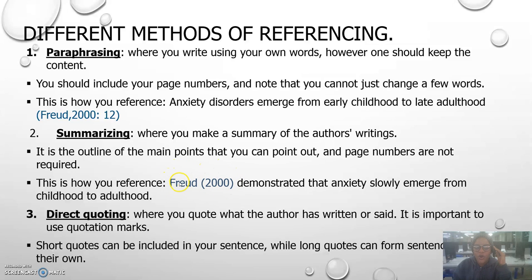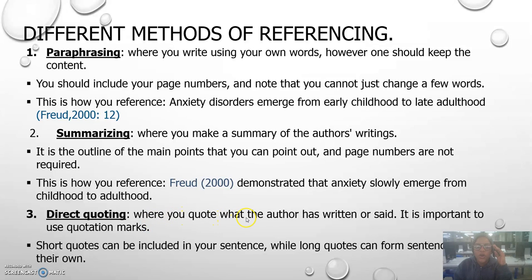Here, it is your author and the year of publication. So you're going to say Freud 2000 demonstrates that anxiety slowly emerged from childhood to adulthood. So here you've cut a long story short, and then direct quoting.